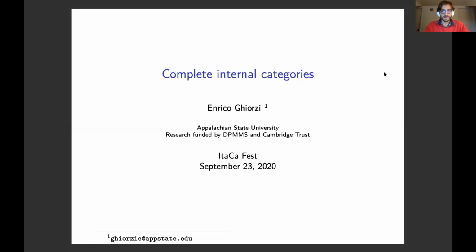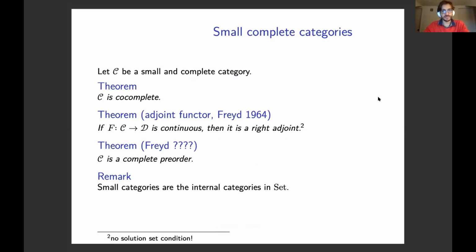I also should say that I want to cover a lot of ground with this talk without going too much into detail, because I want to describe a whole setting, a whole scenario that led me to my PhD research. So I'm going to talk about complete internal categories, and I'd like to start, as a way to give a little bit of context, by talking about small complete categories.